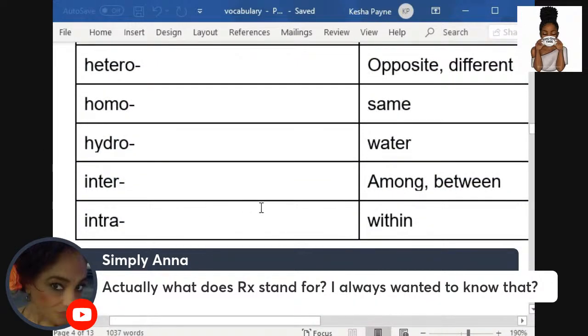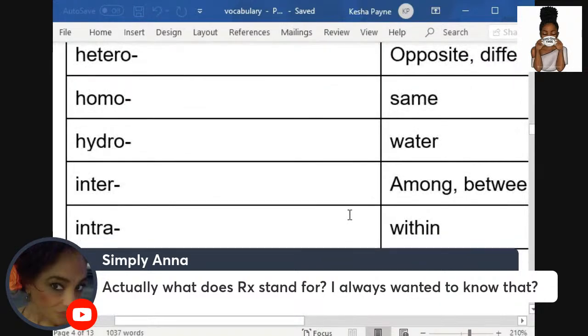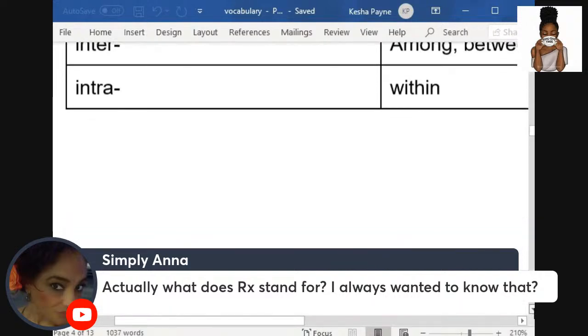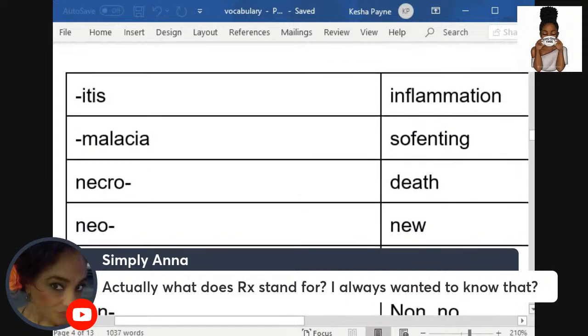Hetero, opposite or different. Homo, the same. Hydro, water. Inter, among. Inter is among and in between. Intra is within, like the intercostal ribs, in between those ribs. So I might just say things that are going to make me remember. It's going to stick with me. Itis, inflammation of.